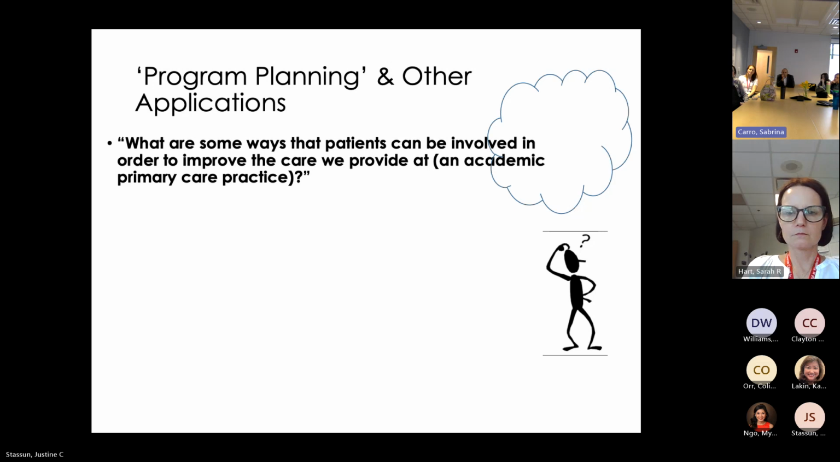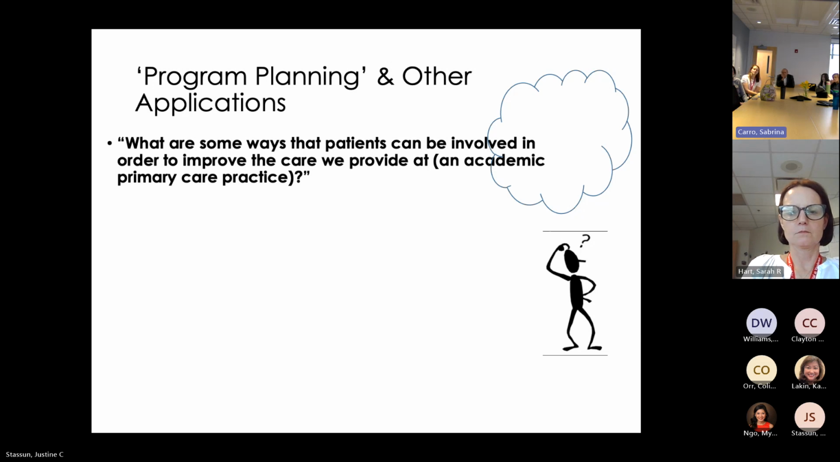So this was the very first project I did and published when I was at the primary care practice, and this was the prompt we used. We asked providers and staff at the practice and then also patients separately: what are some ways that patients can be involved in order to improve the care we provide? Turns out, since this was my first project, this is a bad prompt, right? This is a double-barreled prompt because it's how can patients be involved, but also how can we improve our care? So that's a bad prompt. And we got answers in both buckets, and that makes sorting difficult. But this was the first one.